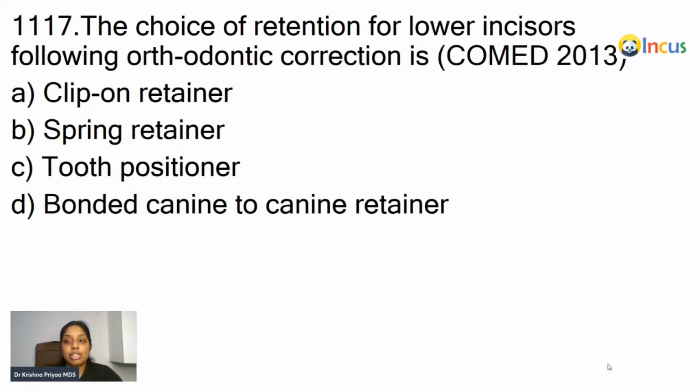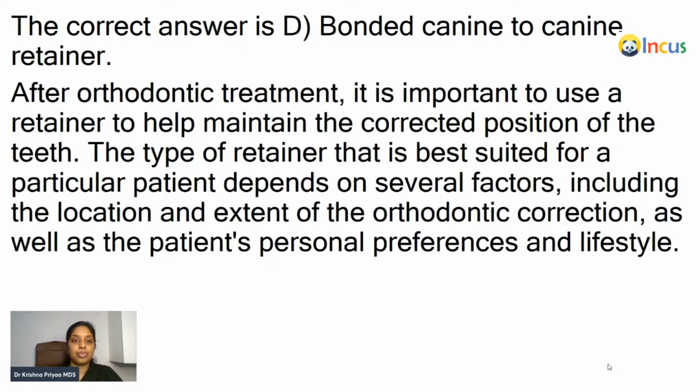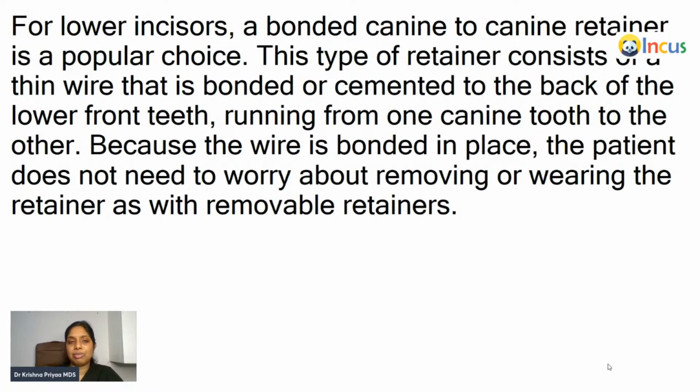The choice of retention for lower incisor following orthodontic correction is... So, what is the choice of retention? As we've already discussed, it is bonded canine to canine retainer. It is the best choice of retention, permanent retention or bonded retainer. It's best suited for a particular patient depending on several factors like location and extent of the orthodontic correction, and also the patient's preference to their particular lifestyle.